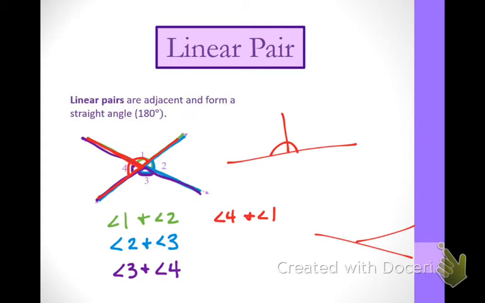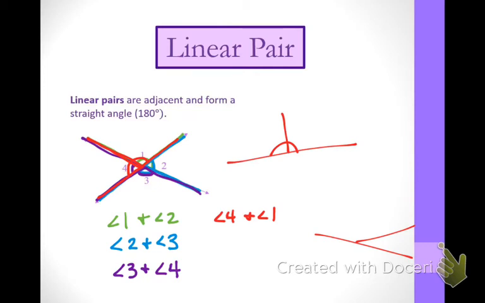So on your test, which I just made yesterday, and on your worksheet that we're going to do today, there's going to be a section where I'll give you a picture and you have to tell me how many of these words apply to the picture. Like, are they adjacent? Are they complementary? Are they supplementary? And you'll have to circle all that apply to that picture.